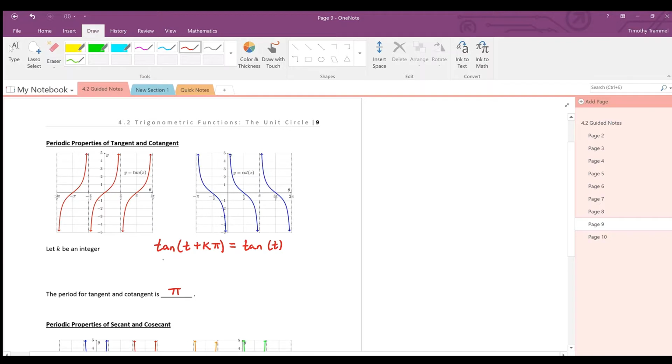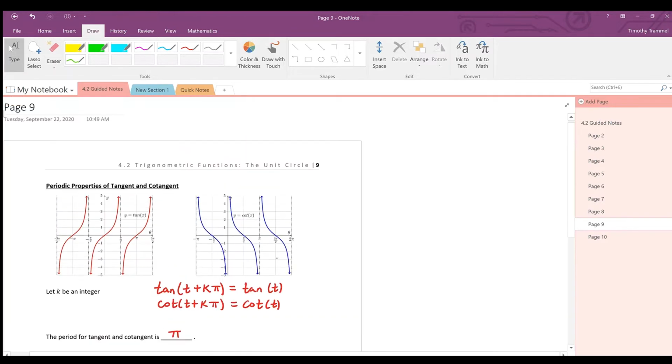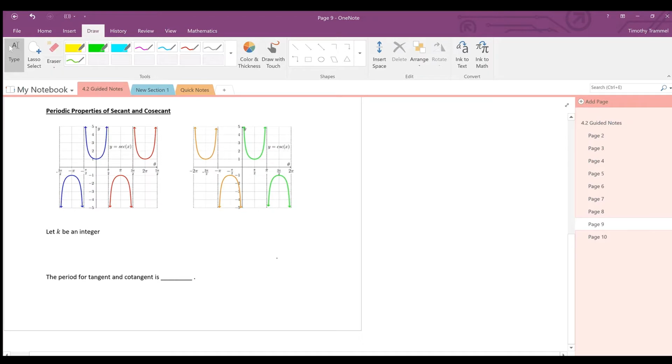And we can say the exact same thing about cotangent. T plus k pi is equal to cotangent of t. And one more, secant and cosecant. Now, again, I want you to look at this for a minute and try to determine how long it's taking to repeat its pattern.